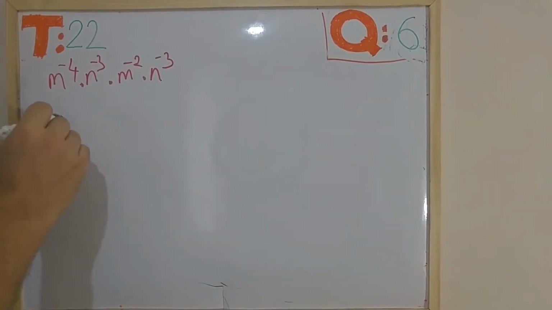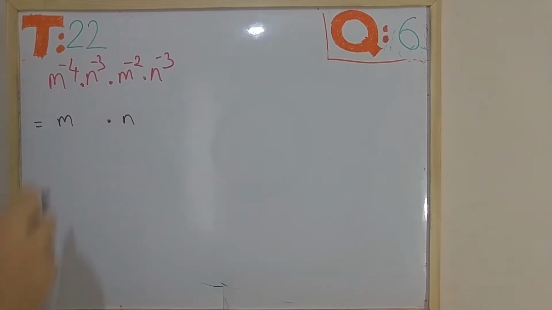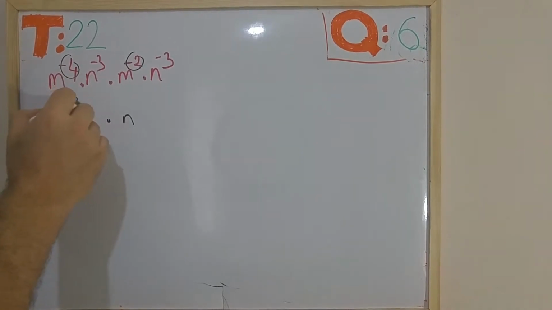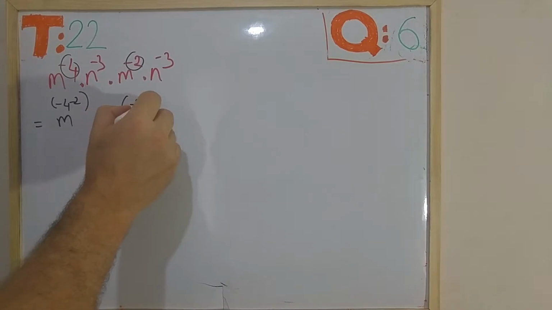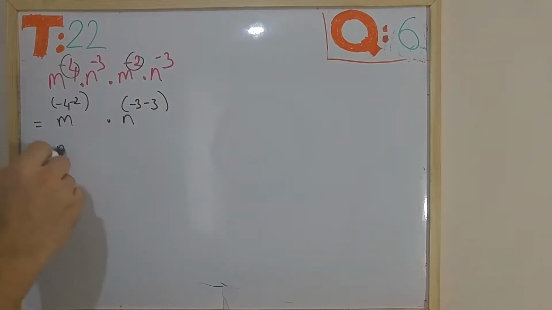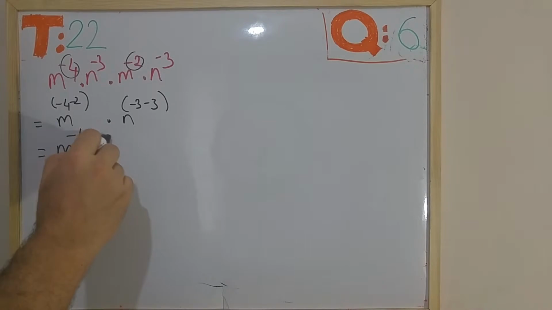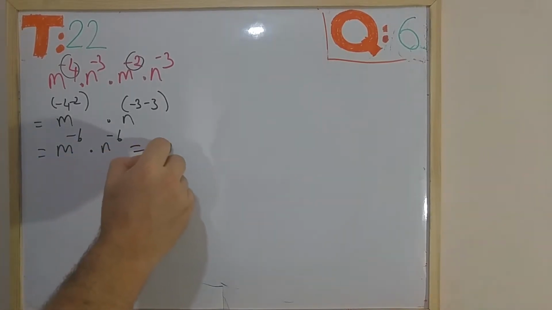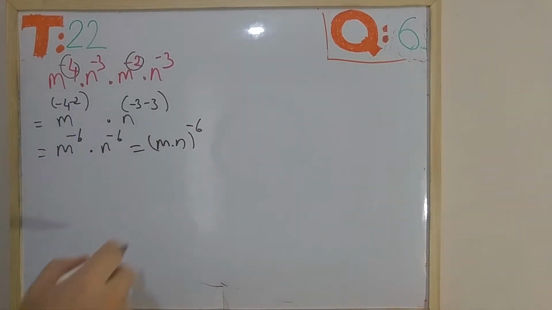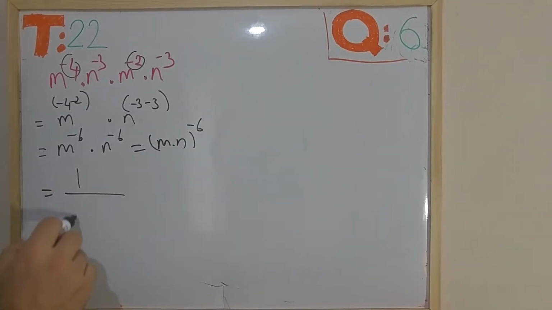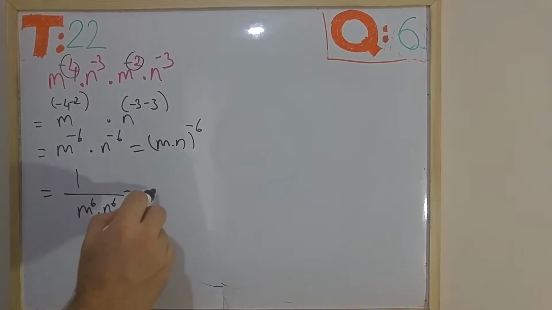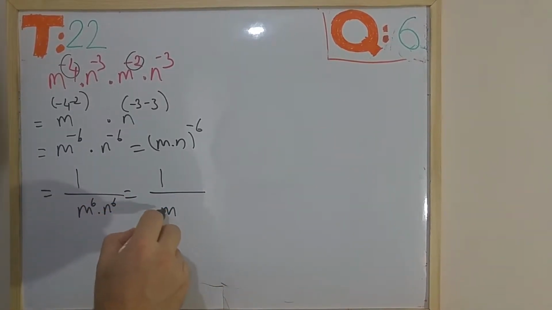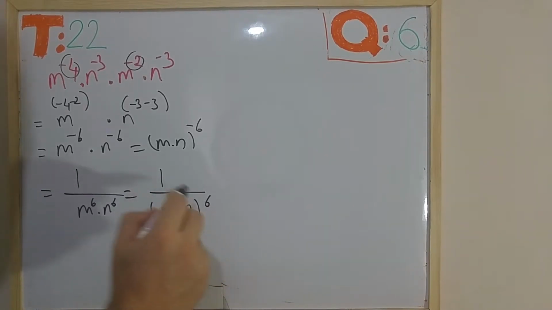This is equal to m to the, we have minus 4 here, and minus 2 here, and for n to the minus 3, which is equal to m to the minus 6 times n to the minus 6, or you could say 1 over m to the 6 times n to the 6.